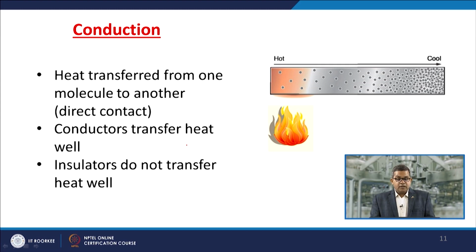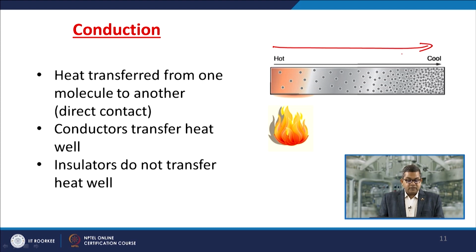Conduction: heat transfer from one molecule to another that are in direct contact, and conductors usually transfer heat very well. You can experience that if you have a metal plate and heat one end of it, the heat automatically goes to the other part of the plate. To overcome such a problem, we usually adopt the concept of insulation, and insulators do not transfer heat very well. So if you wish to inhibit heat transfer so that it cannot go from one place to another, then you must use insulators.